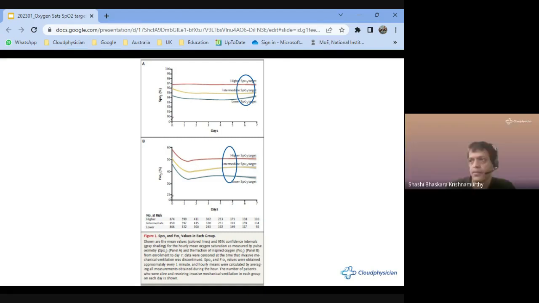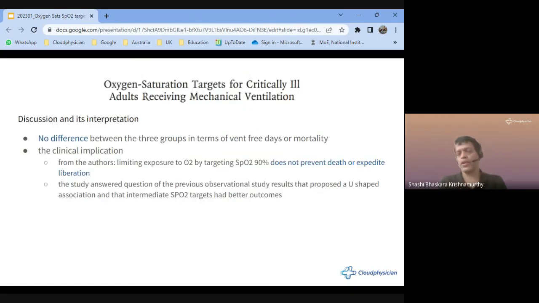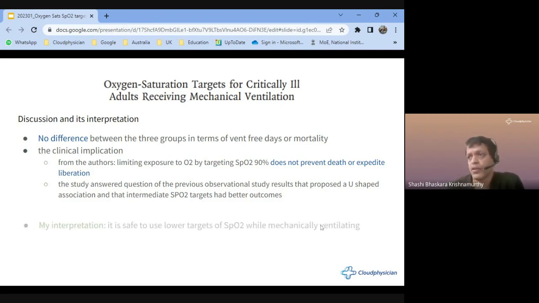Yeah, fair enough. If you look at the study itself, probably it was well done, but its clinical relevance is being questioned more and more as we go along. Anyway, they have interpreted that there was no difference between the three groups in terms of ventilator-free days or mortality, and their interpretation was that it does not prevent death or expedite liberation if you target lower groups.